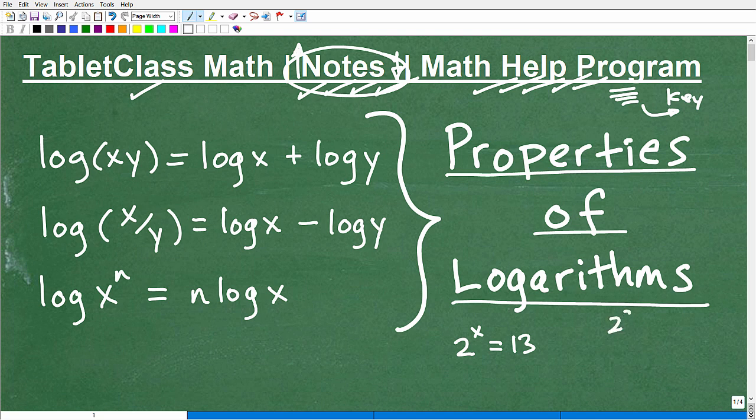So I'm like, oh, well, 2 squared is 4, so x can't be 2. 2 cubed is 8. All right, so 2 to the 4th is 16, but I'm looking for 13. 2 to the what power is 13? Well, it's none of these integer values that I'm familiar with. So how would I solve a problem like this? Well, we need logarithms. Very, very powerful, super important in mathematics.